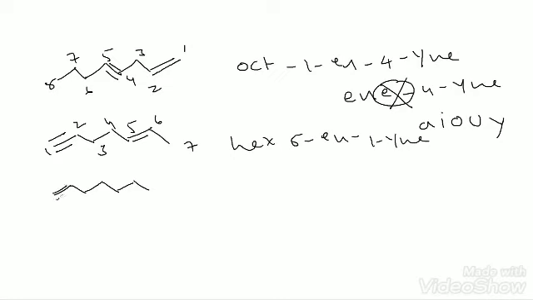Suppose we have a double bond here, a triple bond here, and a double bond here, then the priority has to be given to this double bond. Then the numbering will be like this. So the name of the compound can be written as hept-1-en-6-yne. So like this, you can name the unsaturated compounds. Okay. Hope this is useful for you.